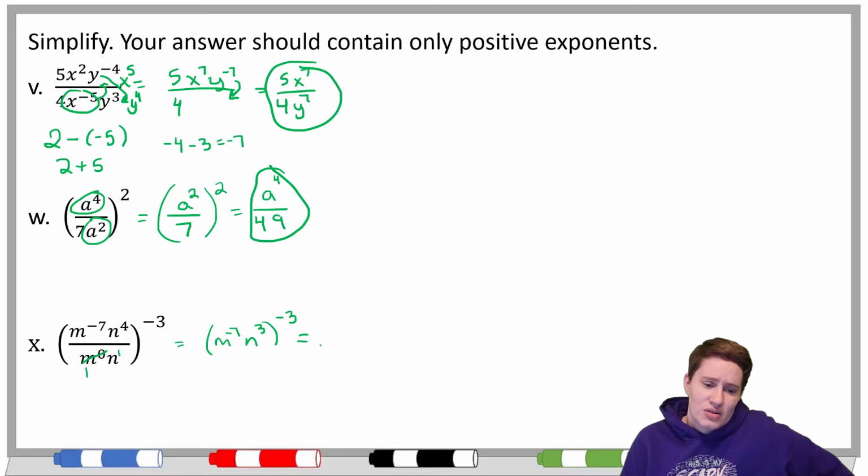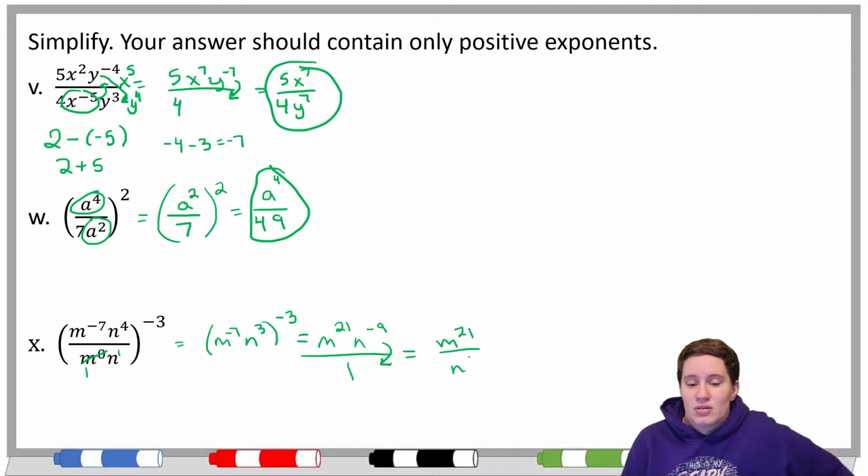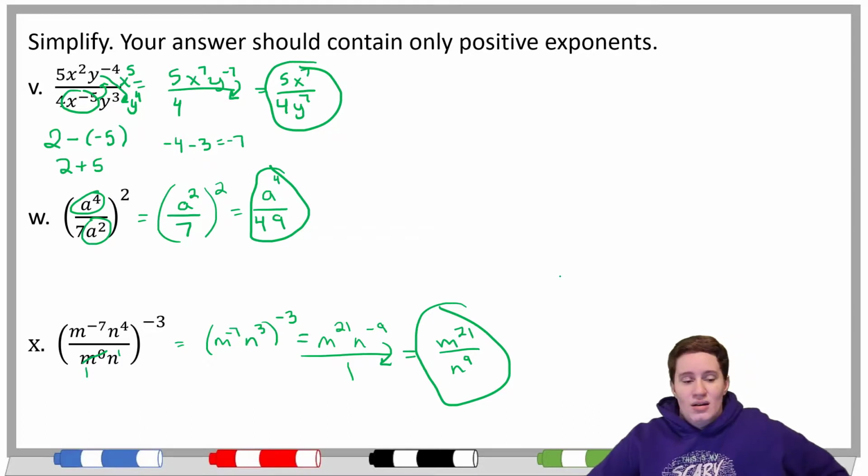M to the negative 7th to the negative 3rd, I want to multiply those together, and then n to the 3rd to the negative 3rd, multiply those together, and then I do have a negative exponent that I want to move down to the bottom. I get m to the 21st over n to the 9th. All right, last slide.